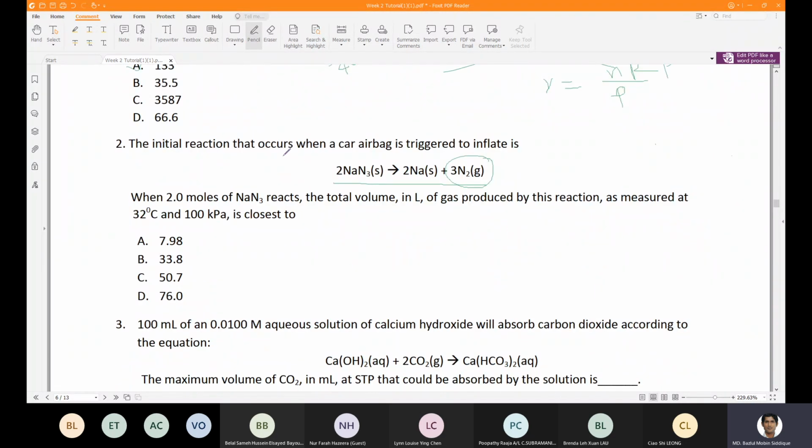So now it says that when 2 moles of sodium azide, which is in solid form, reacts, it will produce 3 moles of nitrogen gas. So from 2 moles to 3 moles it becomes, right? From 2 moles of sodium azide, 3 moles of nitrogen are produced.